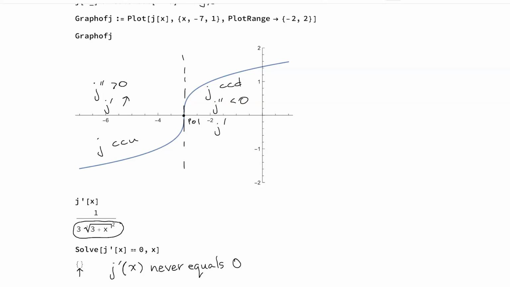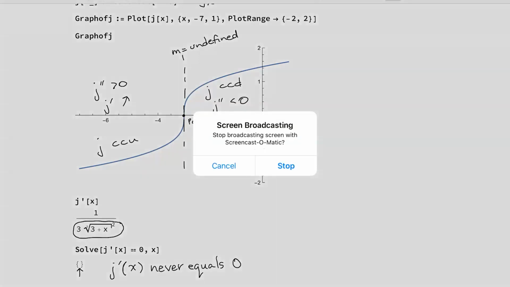j prime is increasing. It would be interesting to look at the graph of j prime and j double prime. You could do that as well. To the right of x equal negative 3, j is concave down, j double prime is negative, j prime would be decreasing. The slope of the tangent line at x equals negative 3 is undefined. Vertical lines have undefined slope. Again, that reminds me j prime of negative 3 is not defined. But I do have a point of inflection on j at x equal negative 3.